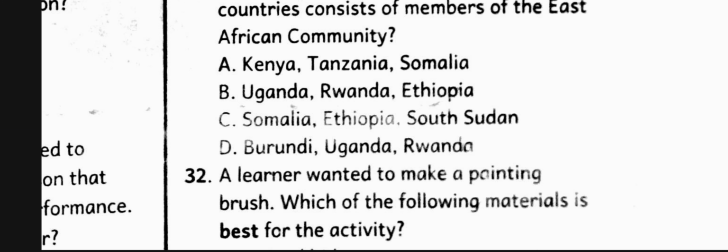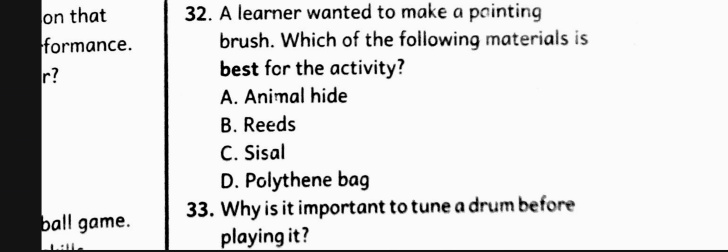So the question is jumbled. Alana wanted to make a painting brush. Which of the following material is best for the activity? Painting brush. Animal hide, no, read sisal. Yes, sisal. Sisal is correct.